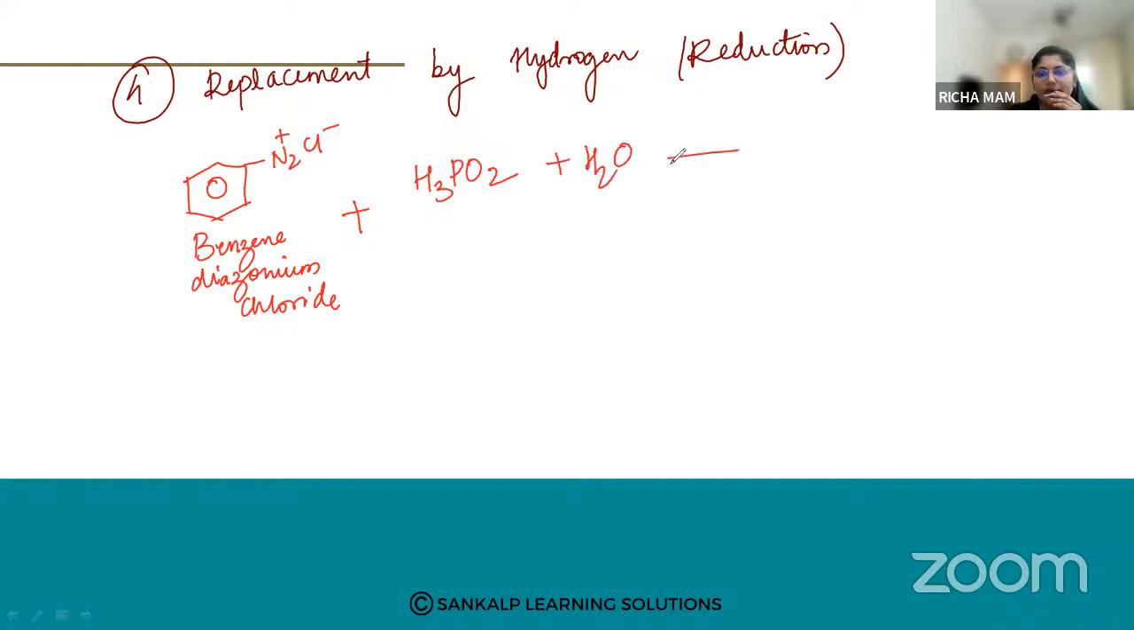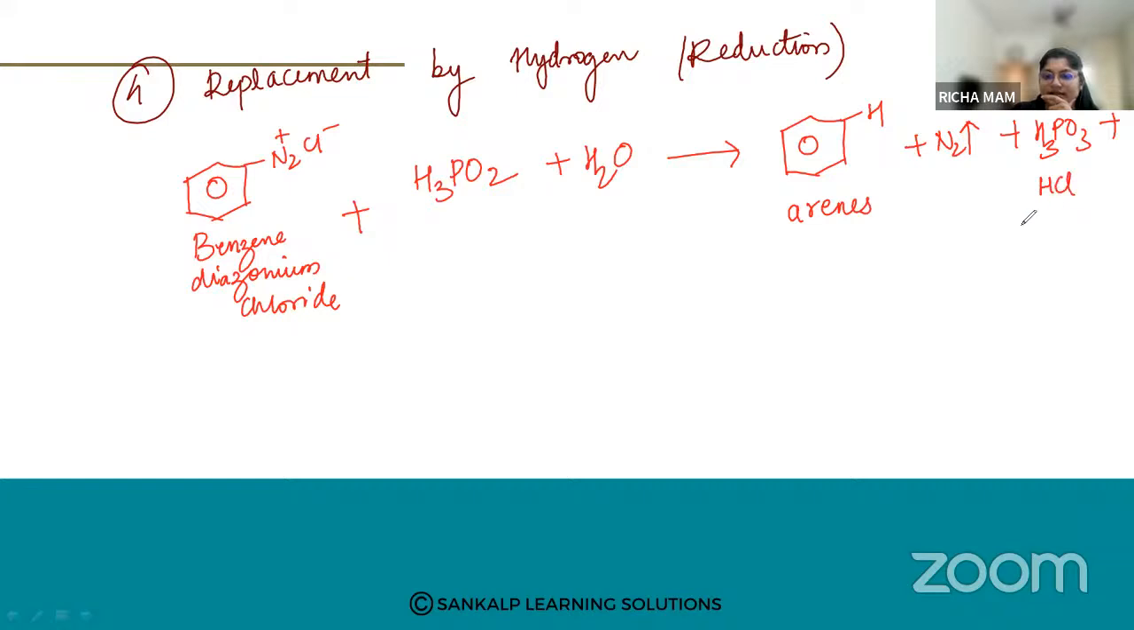What are we going to get? We get arenes. We get back our benzene, plus N2 gas is liberated, plus H3PO3, plus HCl.